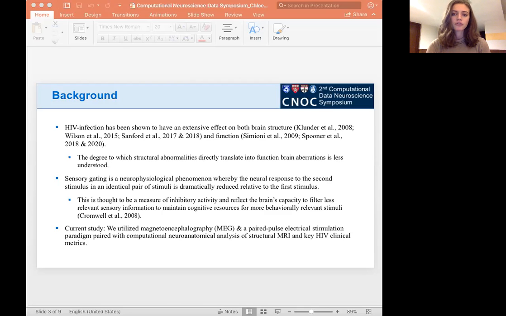Sensory gating is a neurophysiological phenomenon in which the neural response to the second stimulus in an identical pair of stimuli is dramatically reduced relative to the first. This mechanism is thought to be a measure of inhibitory activity and reflect the brain's capacity to filter out less relevant sensory information to maintain cognitive resources for more behaviorally relevant or salient stimuli.